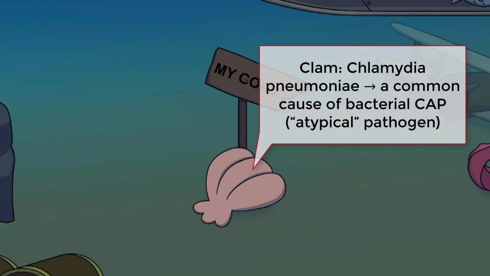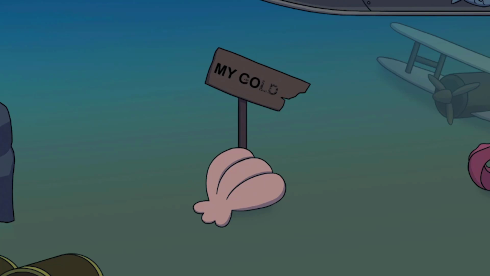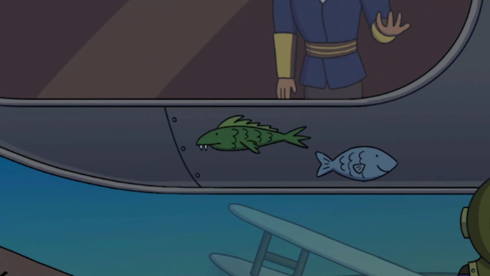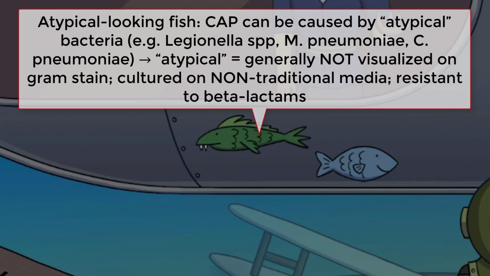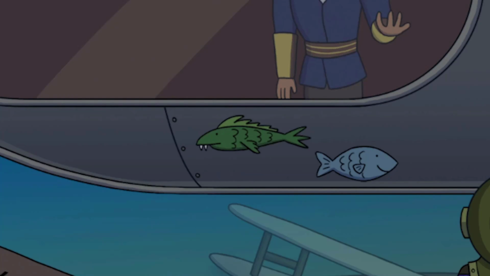Next is Chlamydia pneumoniae, an obligate intracellular bacterium also associated with upper and lower respiratory tract infections. It's symbolized by a chlamydia clam. Because of its proteoglycan pore cell wall and the fact that it likes to hide inside the cell, Chlamydia pneumoniae is relatively resistant to beta-lactams and not easily stained or cultured. Keep in mind that these bugs are dubbed atypical not because they're rare, but because they have resistance to beta-lactams, can't be cultured using traditional approaches, and aren't seen very well on gram stain. They're just atypical. Kinda like this derpy-looking fish over here.